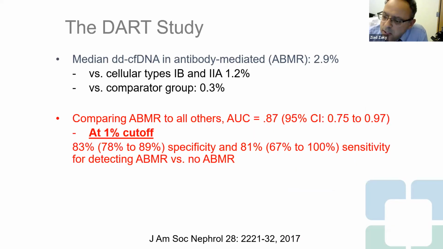So in the DART study, the conclusion is that you have a median donor-derived cell-free DNA for antibody-mediated rejection of about 2.9%. For T-cell-mediated rejection, 1B, 1A, about 1.2%. And your control group with no rejection was about 0.3%. And if you take the 1% cutoff, you have 80% specificity and 81% sensitivity to detect antibody-mediated rejection. So it's a very good test for antibody-mediated rejection, not as good for T-cell-mediated rejection.